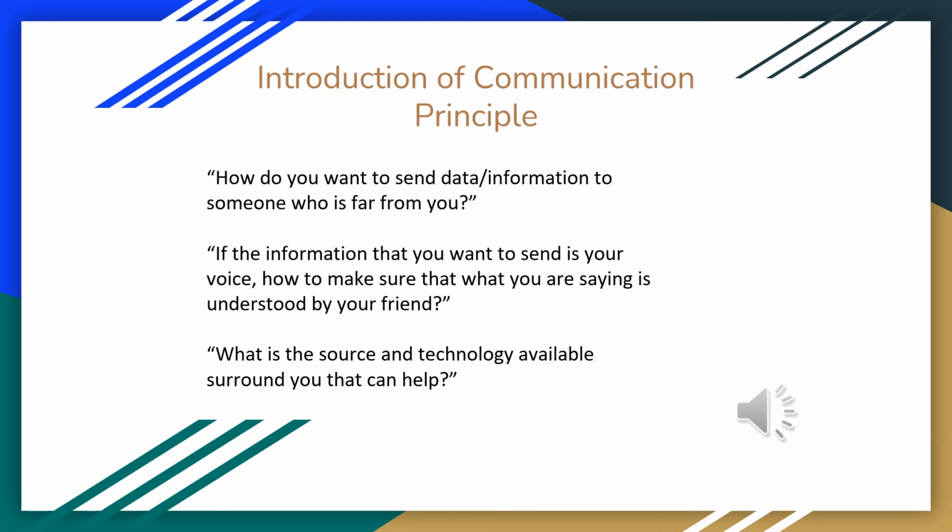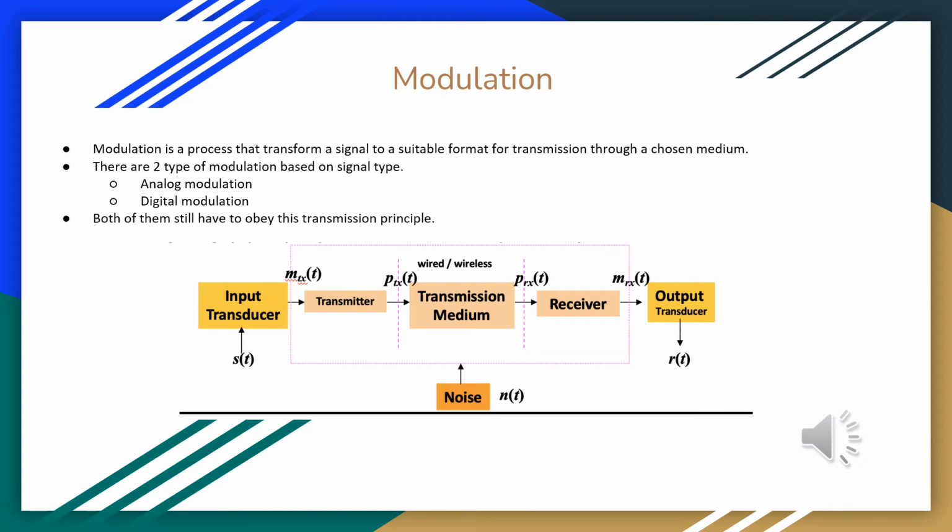The answer is simple, we use something called modulation to transmit the data to the desired destination. So what is this modulation thing? It is a process that transforms a signal to a suitable format for transmission through a chosen medium. There are two types of modulation based on signal type, which are analog and digital. Both of them are practically good depending on the application used. You can see how it basically works in this diagram.